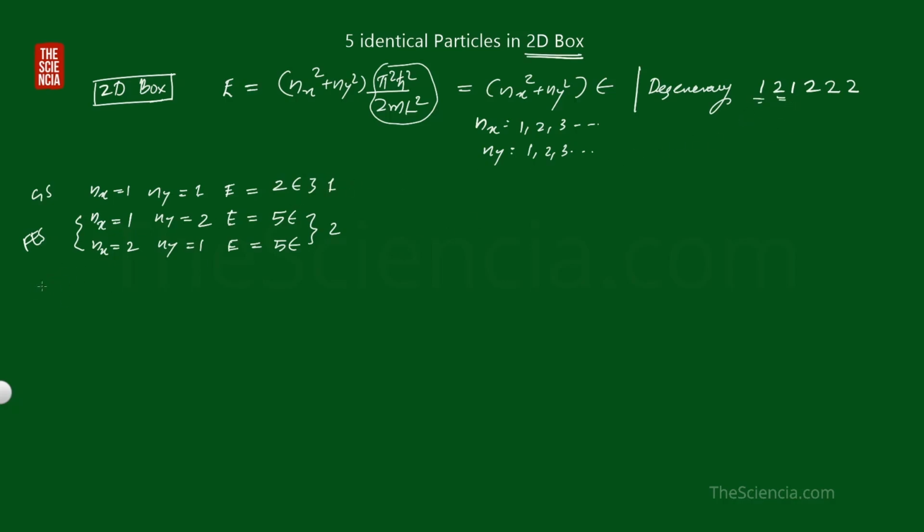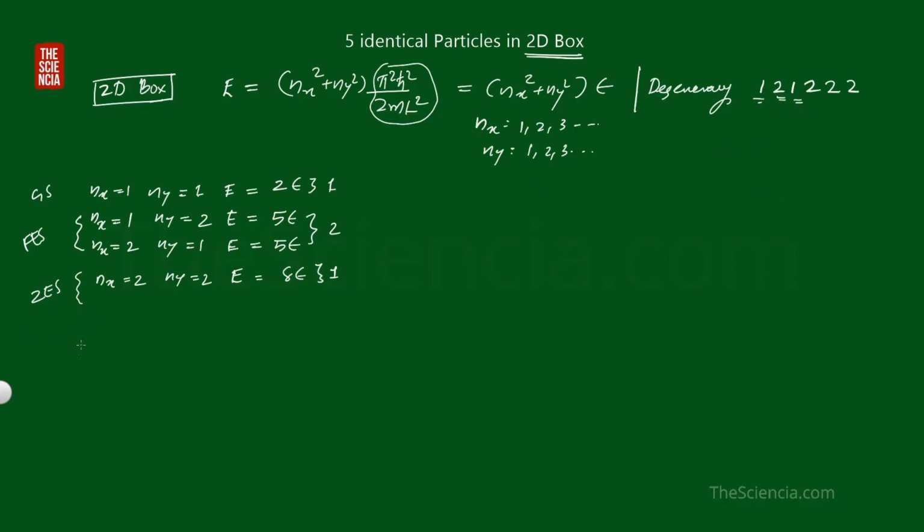Now, third combination, that is nx equal to 2, ny equal to 2. Therefore, the energy will be equal to 8E. That is the second excited state. See, it is non-degenerate. Okay, that is 1 to 1.